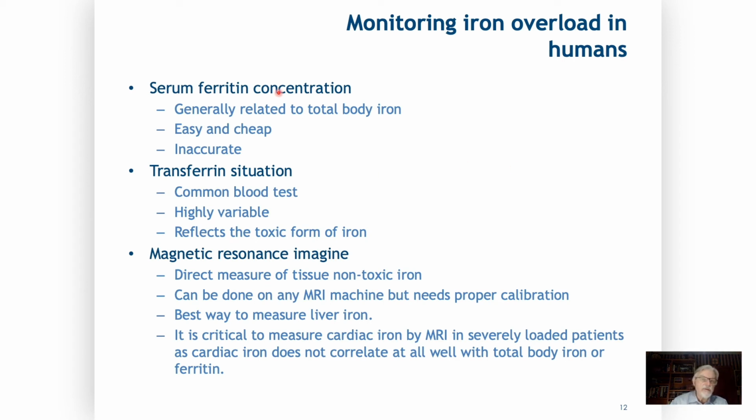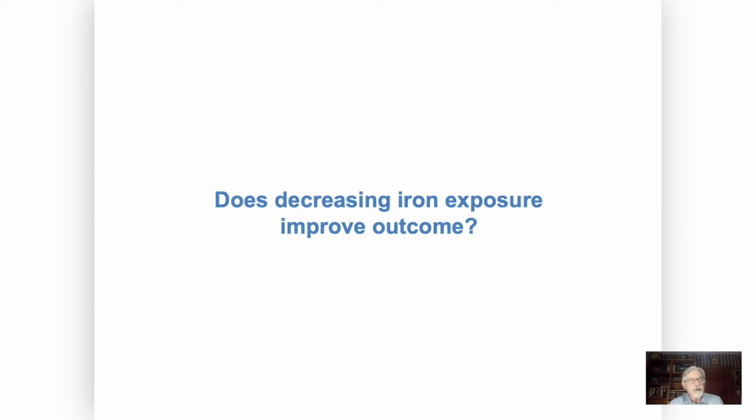I don't have time to talk about this very much, but ferritin is a simple blood test, but it's very inaccurate. Transferrin saturation measures a toxic iron, but it's very variable, not very helpful. The main thing we do is magnetic resonance imaging. It has a low coefficient of variation, and we can directly measure the non-toxic form of iron in various organs of the body. And this is standard of care, critical in patients with thalassemia, and we have a lot of transfusions.